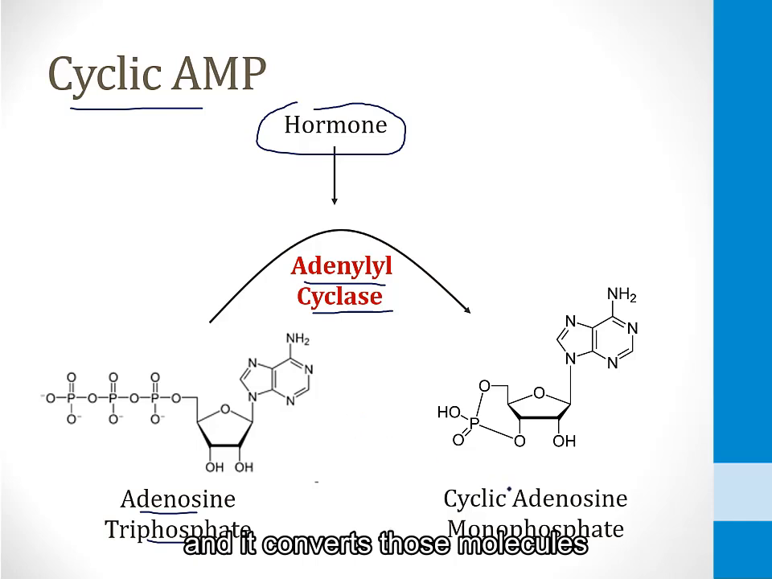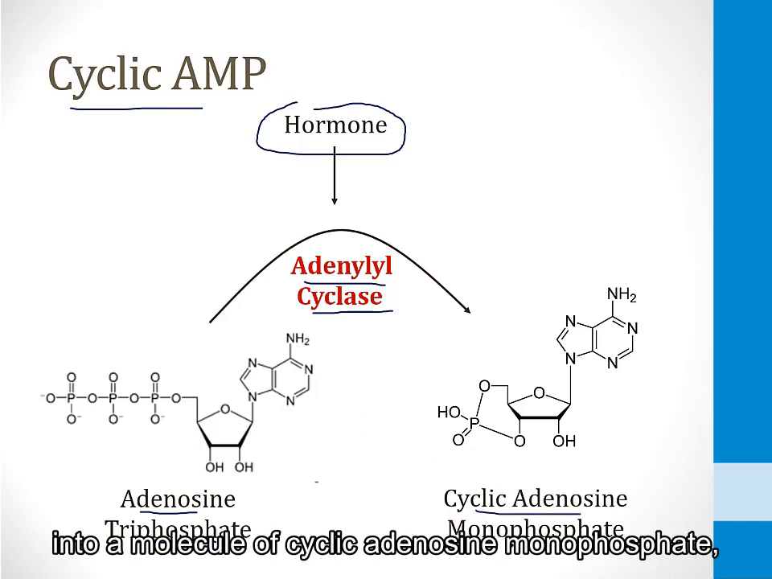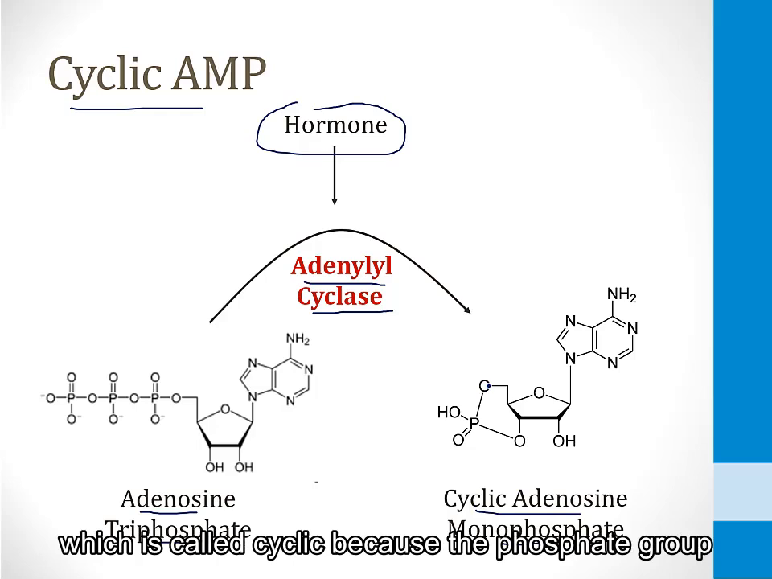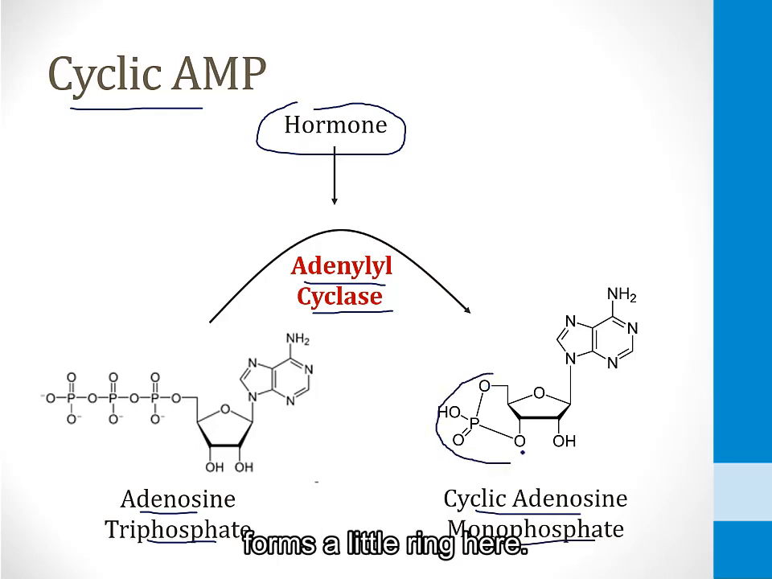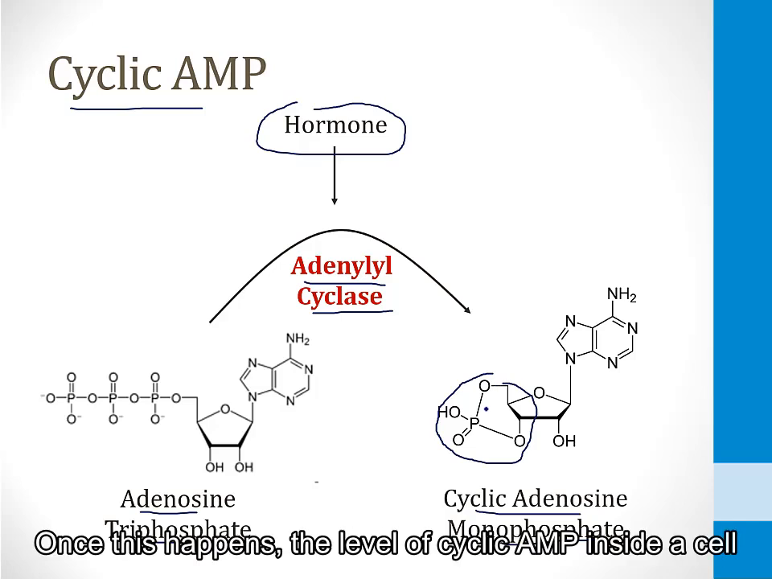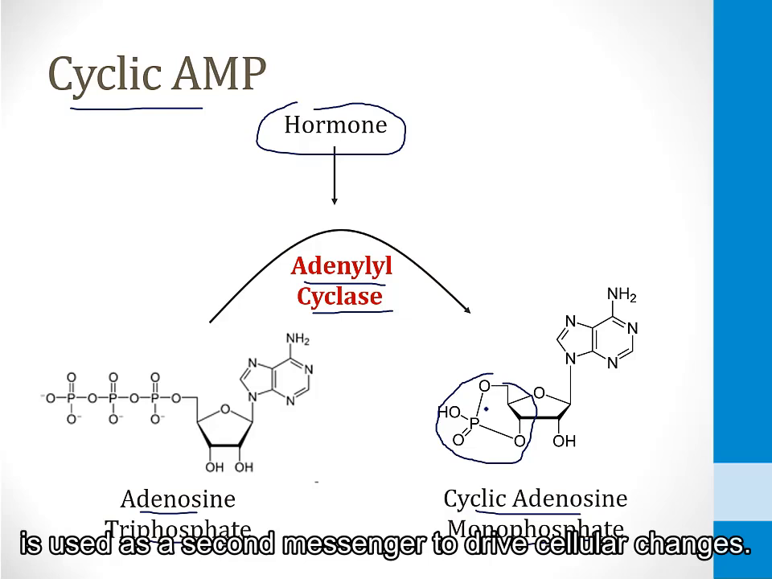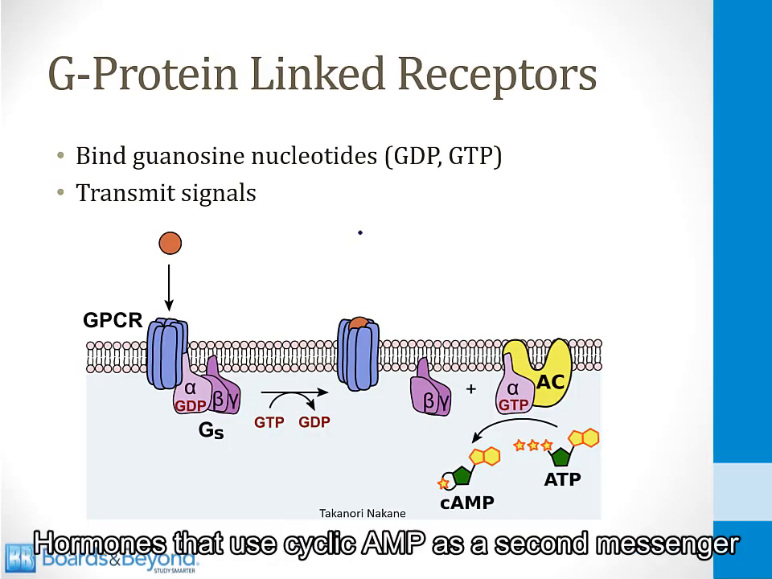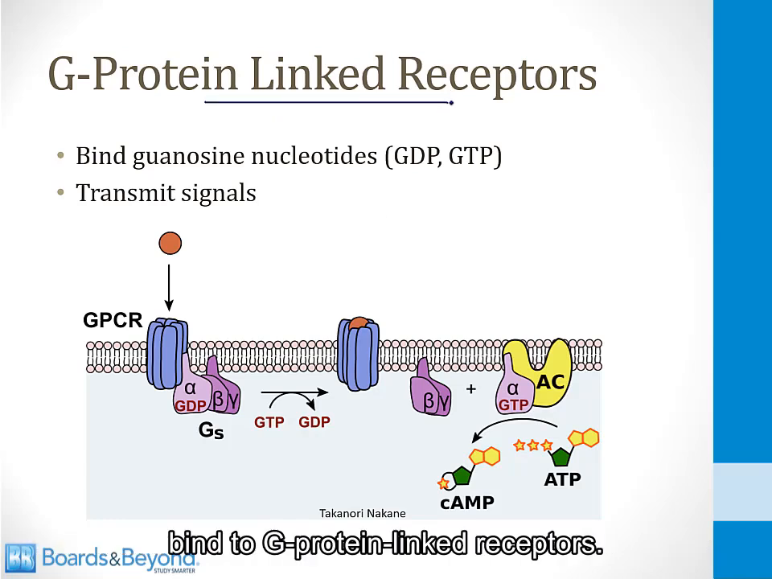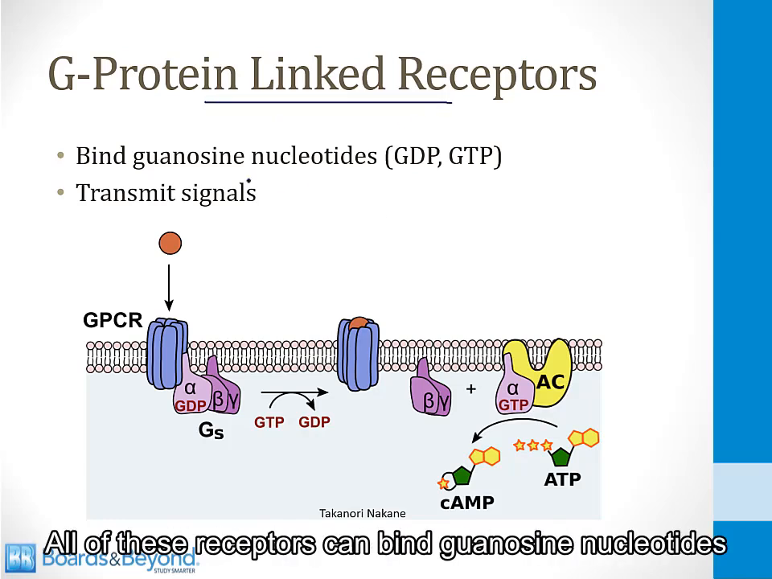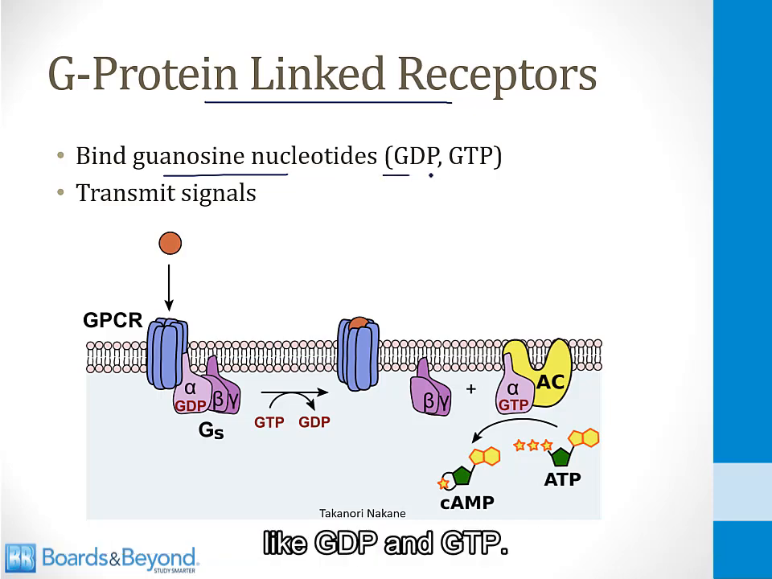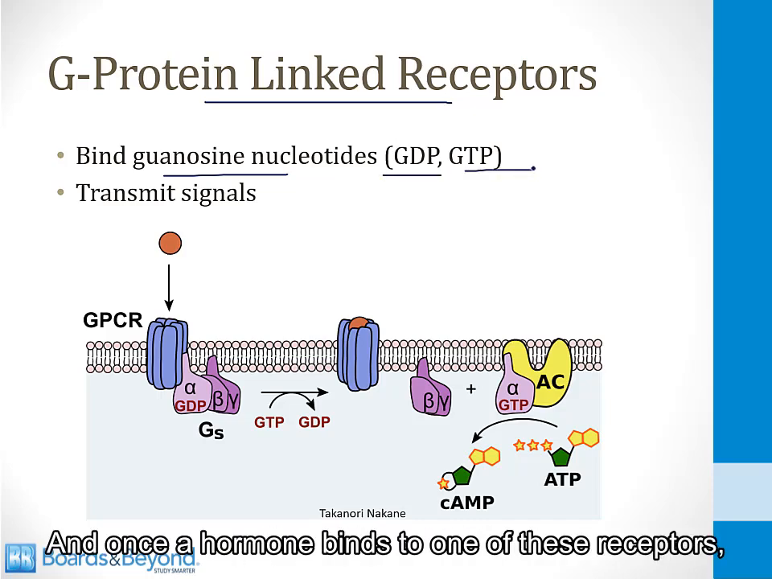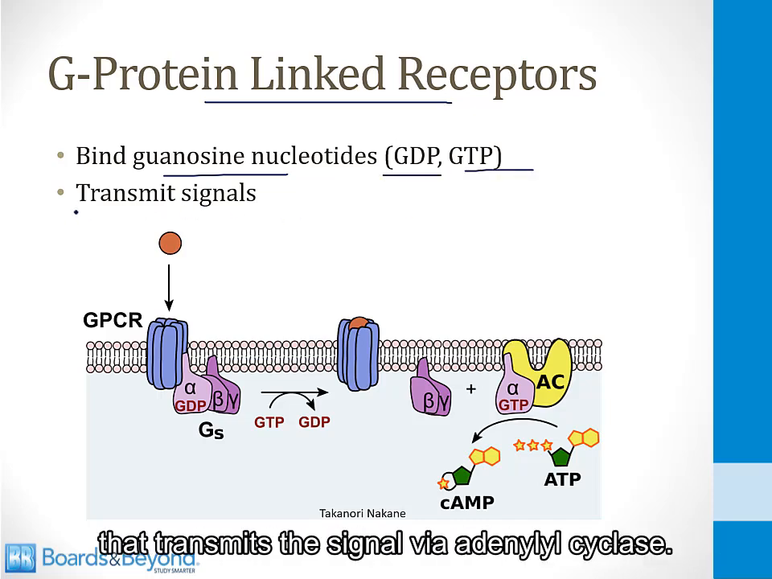it converts those molecules into a molecule of cyclic adenosine monophosphate, which is called cyclic because the phosphate group forms a little ring here. Once this happens, the level of cyclic AMP inside a cell is used as a second messenger to drive cellular changes. Hormones that use cyclic AMP as a second messenger bind to G protein-linked receptors. All of these receptors can bind guanosine nucleotides like GDP and GTP, and once a hormone binds to one of these receptors, that transmits the signal via adenylyl cyclase.